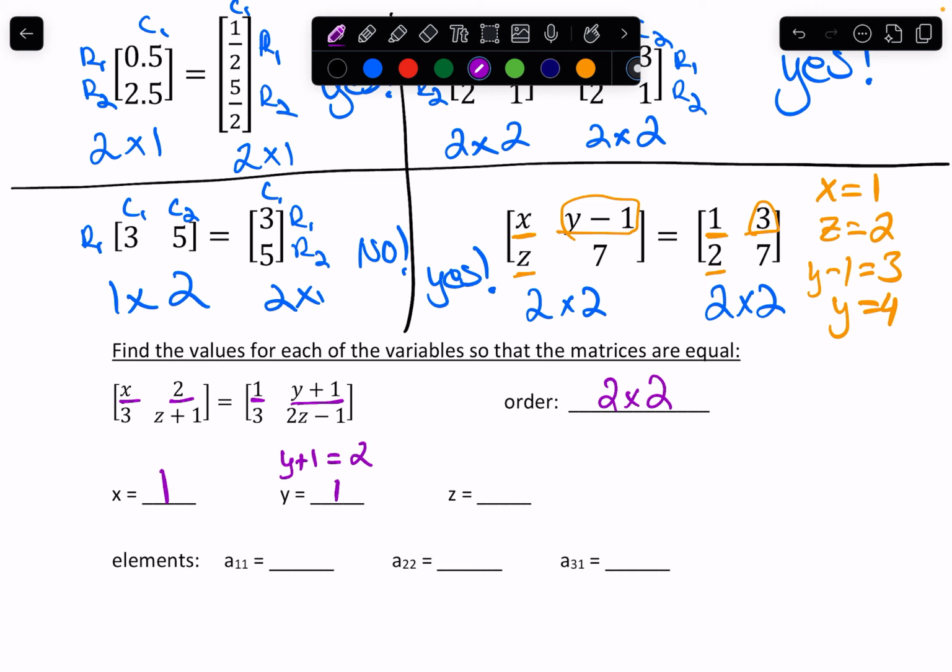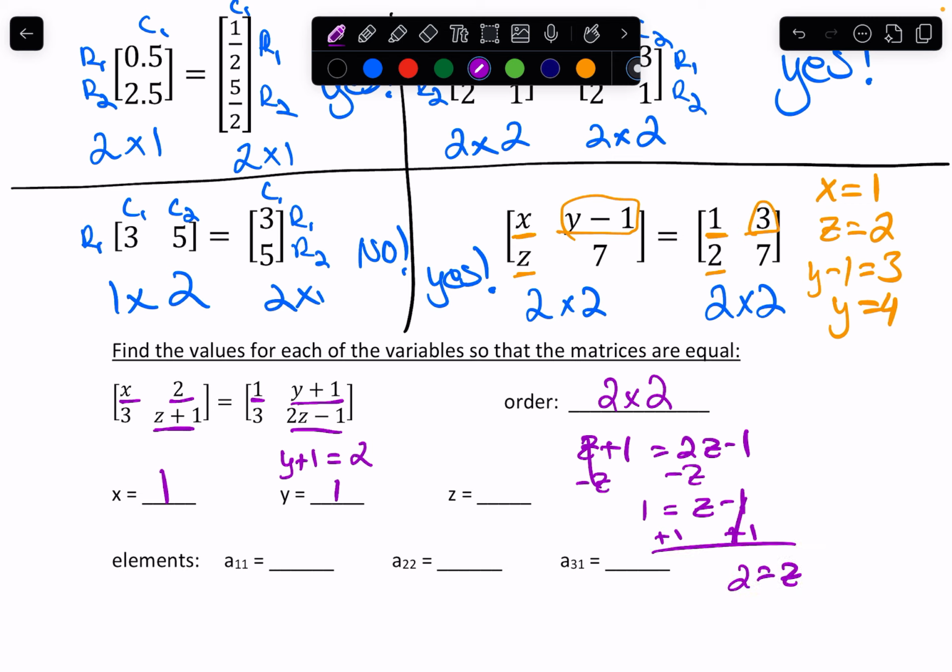For z, we have z plus 1, and the corresponding element is 2z minus 1. So now we're going to solve for z. I'm going to move the z to the right. So 1 equals z minus 1, and then add 1. So I get 2 equals z. So our z is 2.